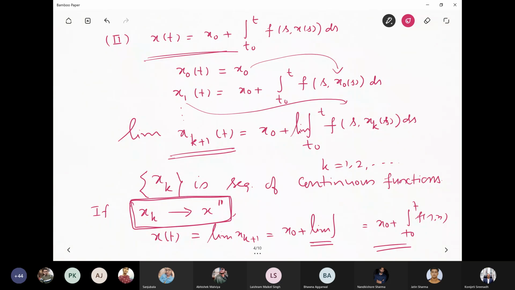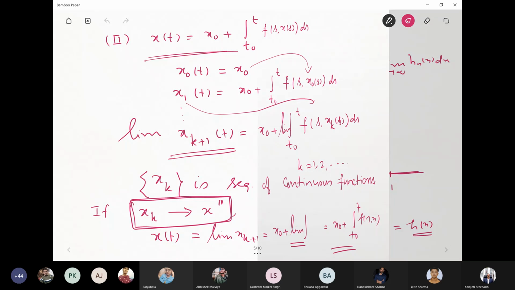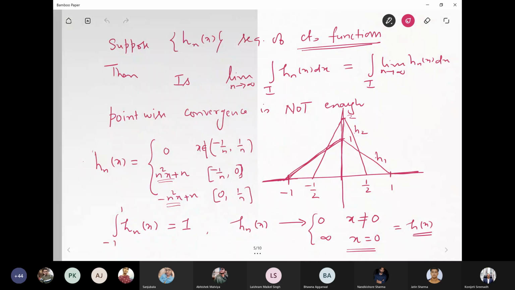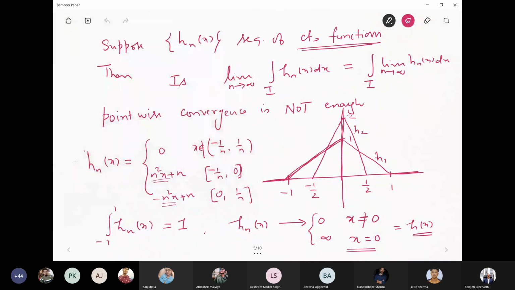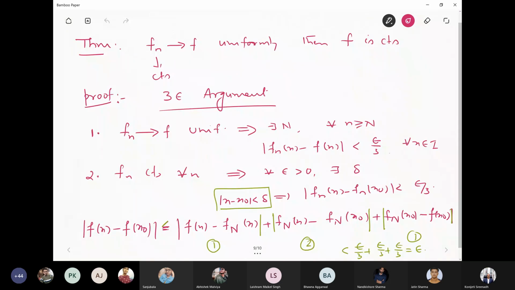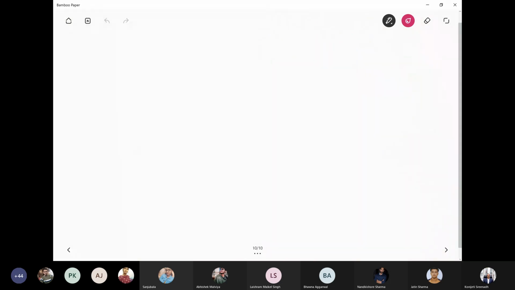This is the kind of place where we can use the Cauchy criterion. So I need to introduce another class of functions, which are known as Lipschitz functions.